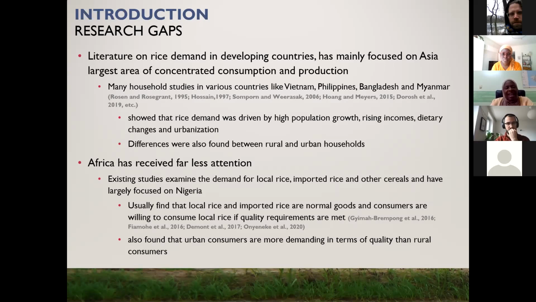In this large literature, Africa has received less attention. So here we have a research gap. All the existing studies examine the demand for a big country, which is Nigeria. Many studies focus on Nigeria, and usually they found that local and imported rice are normal goods, and that consumers are willing to consume high quality local rice. They also found that urban consumers are more demanding in terms of quality than rural households.